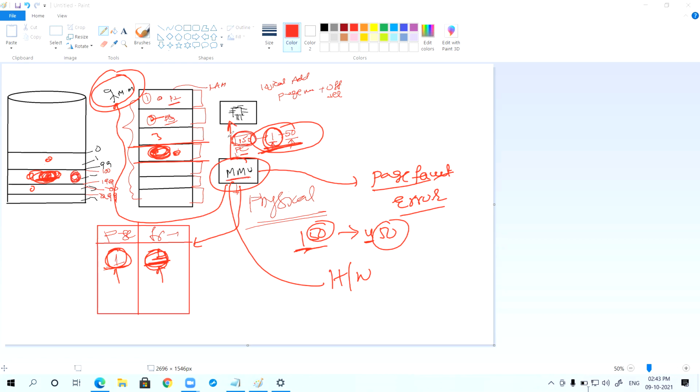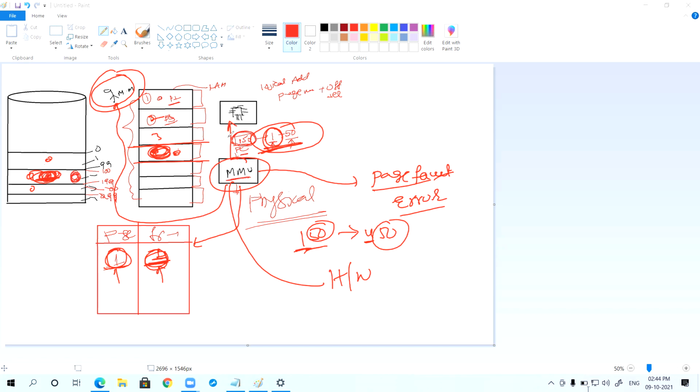When the MMU demands the page from the MM, can I say the MM needs to load that page into the frame and update the page table? Once it is updated, can I say the MMU puts the frame number in place of the page number and gives it to the CPU? Now the CPU will fetch that.